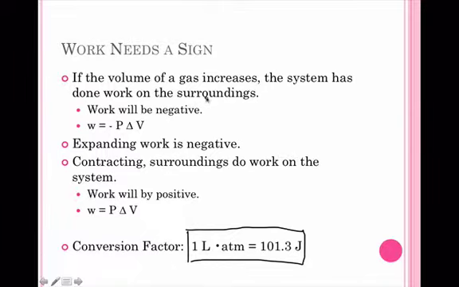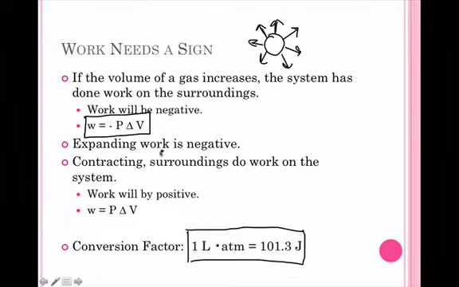So if the volume of a gas is increasing, the system has done work on the surroundings. If you think of maybe a balloon or even something with a piston, if it expands in size, it's doing work on the surroundings because it's pushing out on the surroundings. So in this, work is done on the surroundings. Work is going to be negative, so we would use this equation instead. We'd have to throw in that little negative sign because we know work is supposed to be negative. Expanding work is negative, that's what we just said.